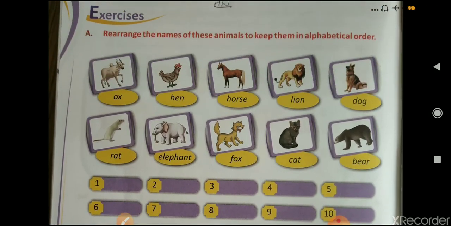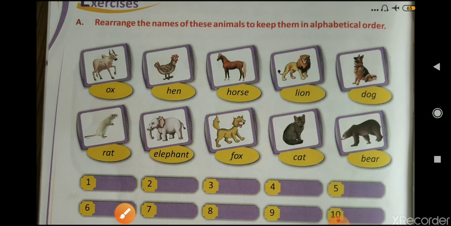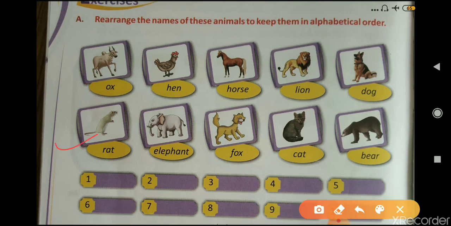Exercise A. Rearrange the names of these animals to keep them in alphabetical order. What you have to do is this exercise in homework, and you have to arrange these names of animals in alphabetical order. So complete this exercise in homework.